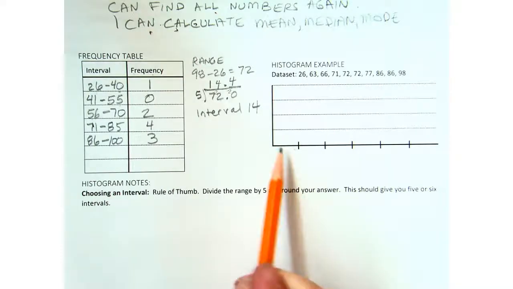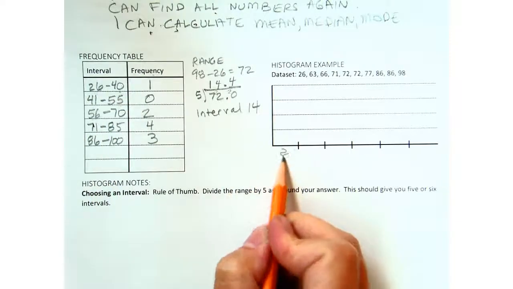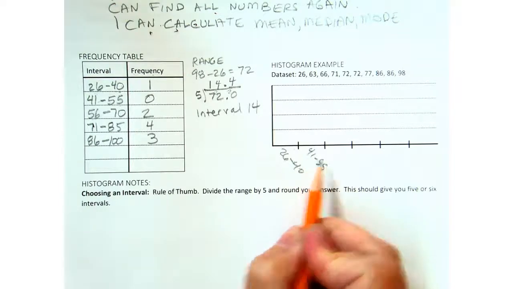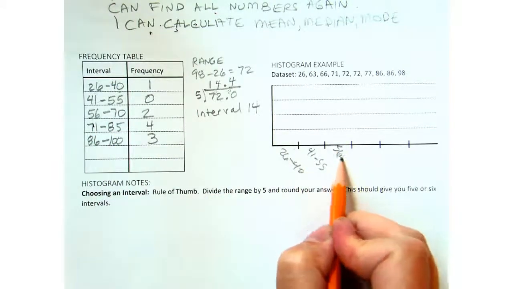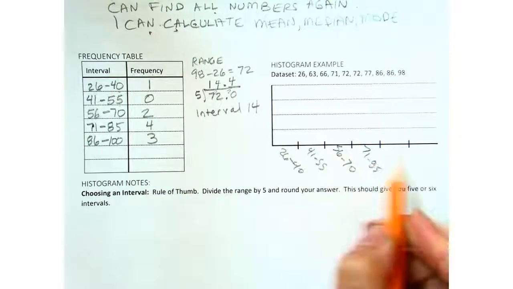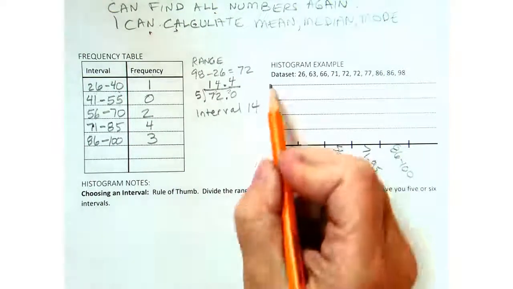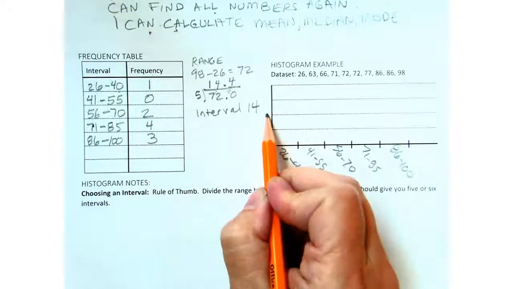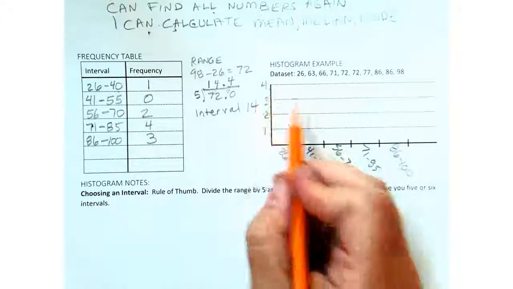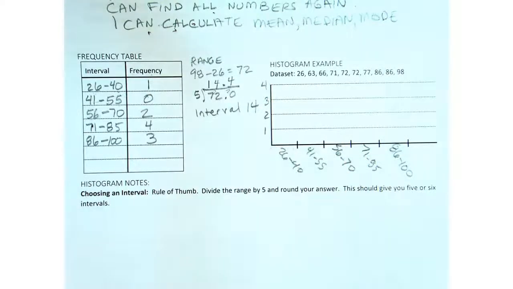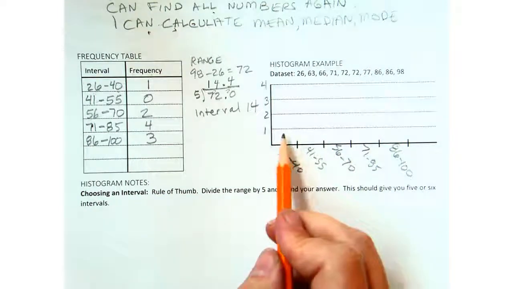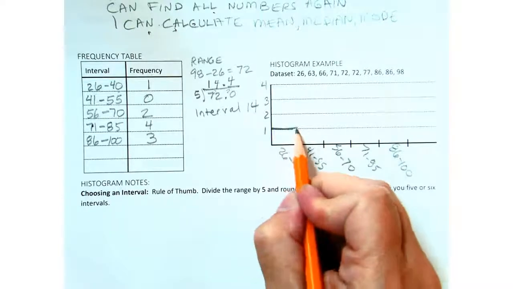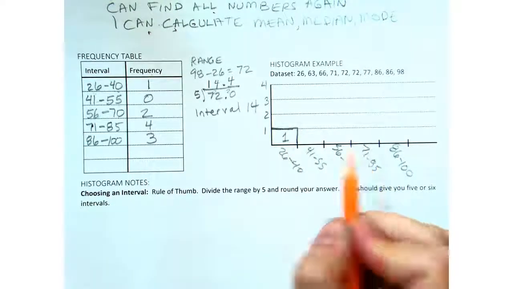The next step is to make the histogram. Label the intervals along the bottom: 26 to 40, 41 to 55, 56 to 70, 71 to 85, 86 to 100. Now label the frequencies along the side. 0 is the corner. The first line is 1. 1, 2, 3, 4. Now we are ready to begin. The first bar should fill the first interval and go up to the first line. Label it 1.